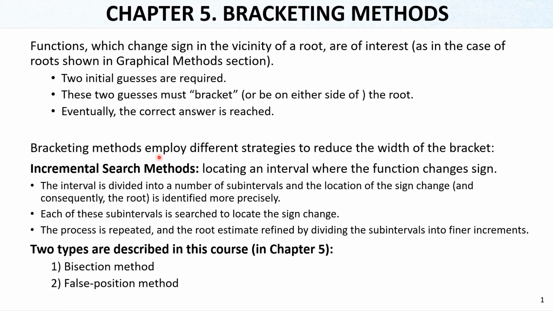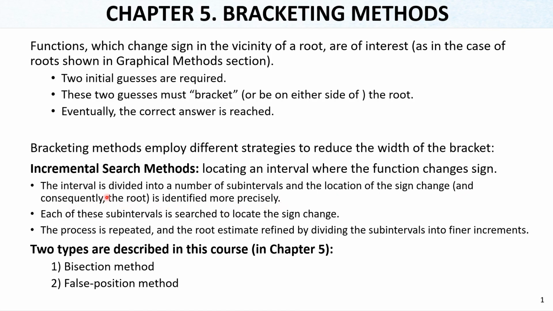The bracketing methods employ different strategies to reduce the width of the brackets, basically, and incremental search methods are these methods that we will be talking about here. And these actually locate an interval where the function changes a sign. Basically, the interval is divided into a number of subintervals, and the location of the sign change, and consequently the root, is identified more precisely.